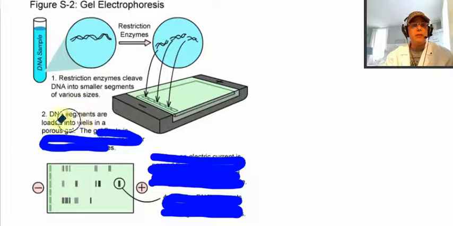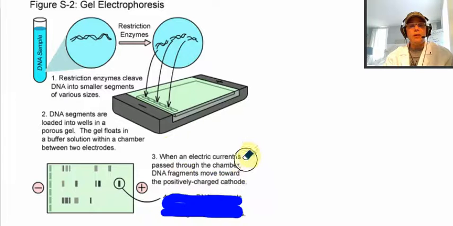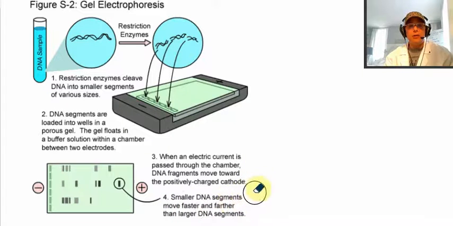Here, the DNA segments are loaded into the wells in a porous gel. The gel floats in a buffer solution within the chamber between electrodes. The electrical current passes through the DNA, through the chamber, taking the DNA with it towards the positive side because DNA itself is negative, and the smaller segments move faster and further than the others.